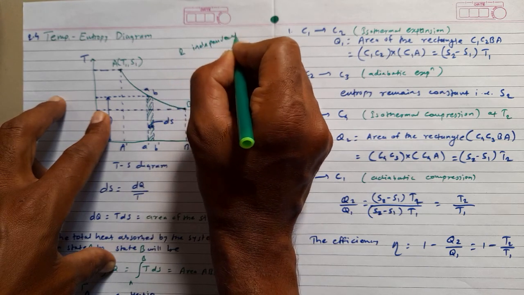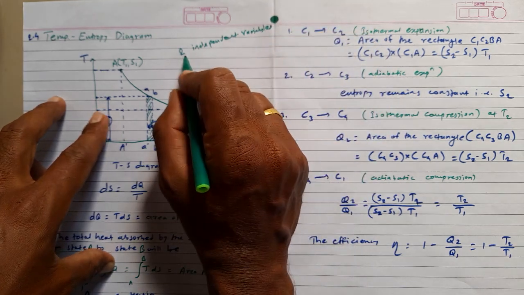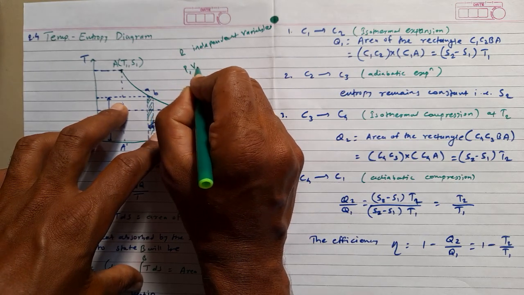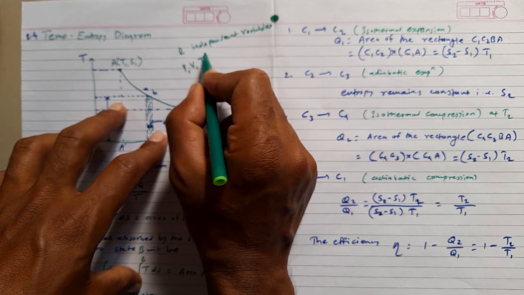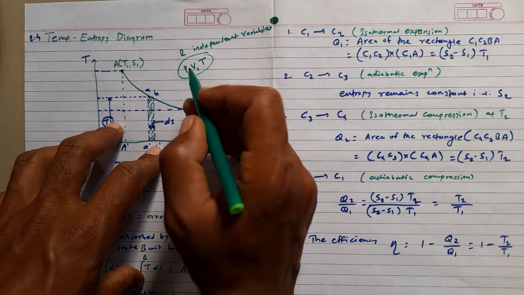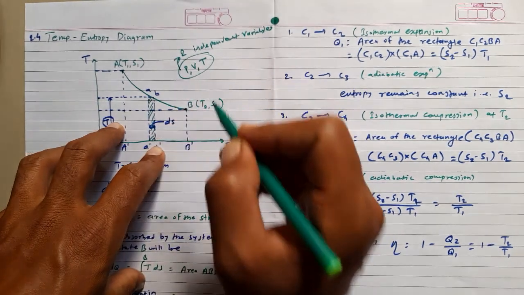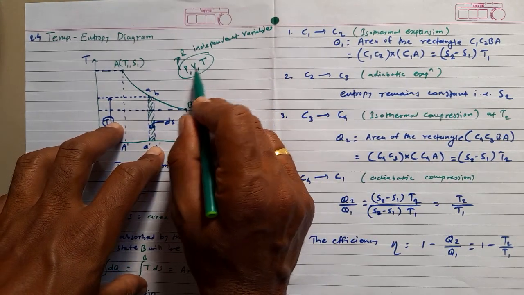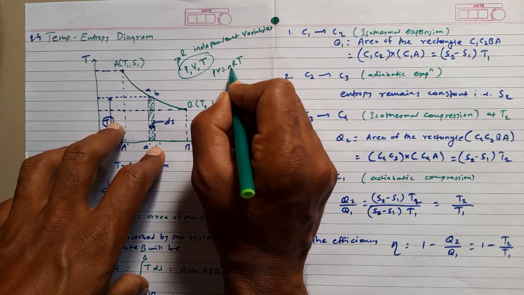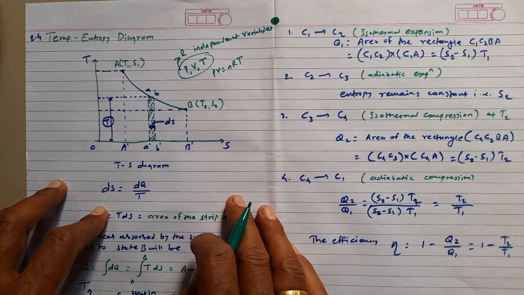So which are the two independent variables? Out of the pressure, volume and temperature, we can use the equation of state to define the system by choosing only two independent variables, and the third variable will be automatically fixed by the equation, that is PV equals nRT. n is nothing but the number of moles of that particular substance.